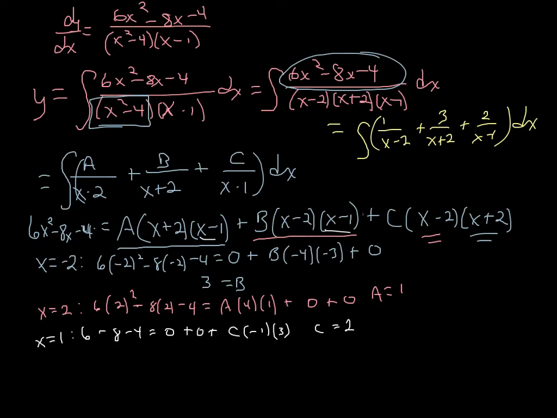These all end up being ln's. And so we're going to end up with the ln of the absolute value of x minus 2 plus 3 times the ln of the absolute value of x plus 2 plus 2 times the ln of the absolute value of x minus 1 plus c. Oops, I put the absolute value first. Silly me. And then you could, of course, clean that up.